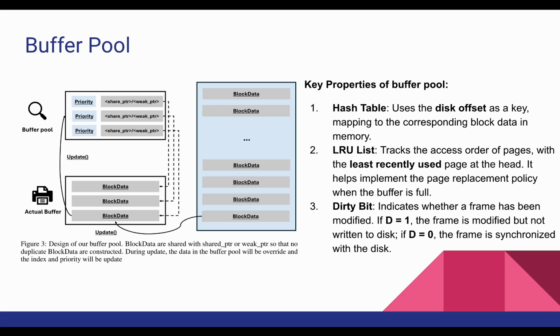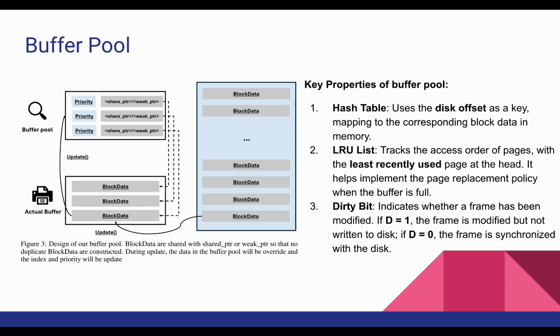A dirty bit. Each frame in the buffer pool is associated with a dirty bit D. If D is equal to 1, the frame has been modified in memory, but not yet written back to disk. If D is 0, the frame is synchronized with the corresponding block on disk. And during actual I/O operations, the file manager manages the buffer and reuses it if the buffer is already cached. If the buffer pool is full, it is updated using the LRU policy described above.